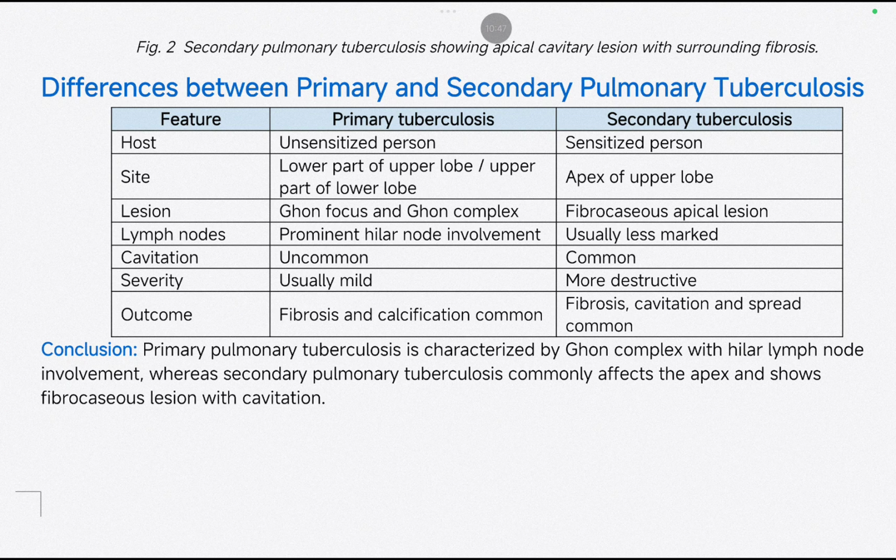Let's conclude our lecture. Primary pulmonary tuberculosis is characterized by the Ghon complex with hilar lymph node involvement, whereas secondary pulmonary tuberculosis commonly affects the apex and shows a fibrocaseous lesion with cavitation.